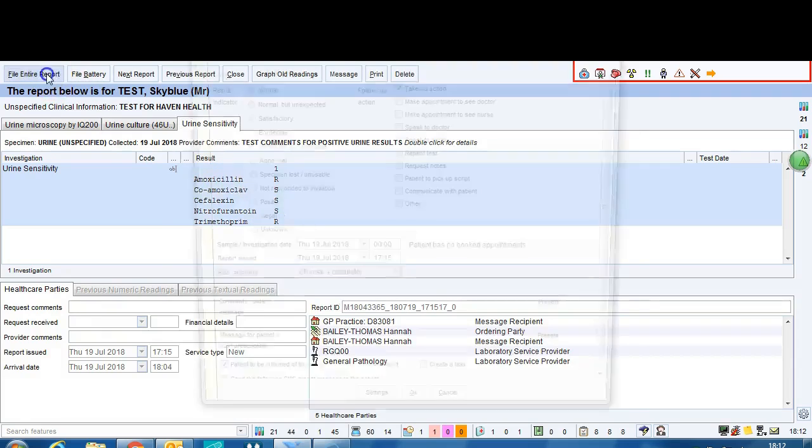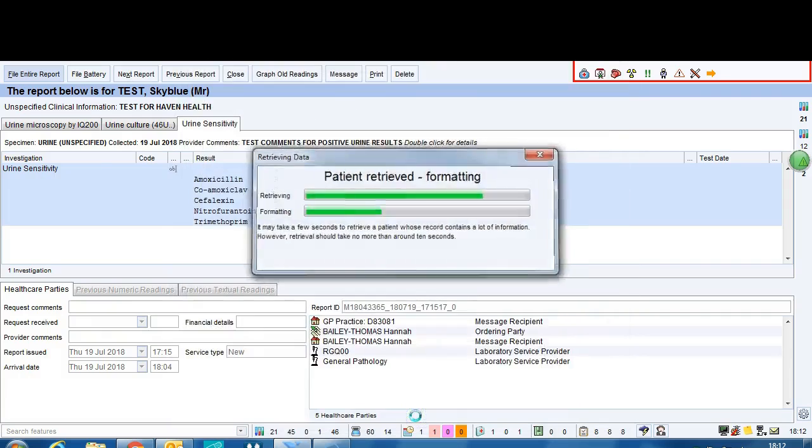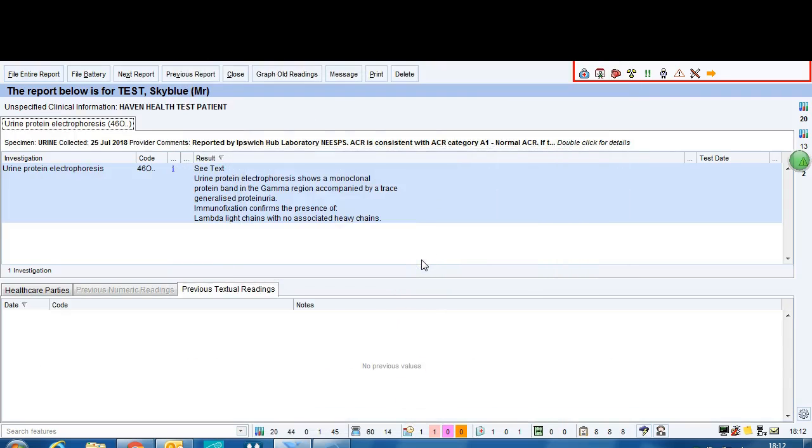So what you can do is go to File Entire Report, Abnormal but Expected, Other, On Correct Antibiotic, and file that. That's if you really want to go all out. But it says in the booklet that you can do that.